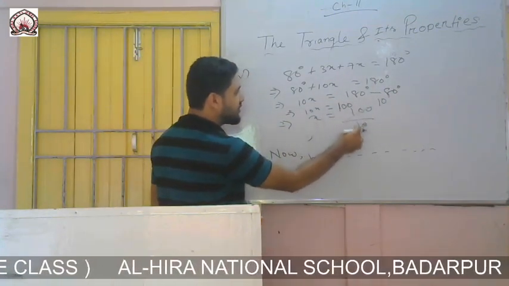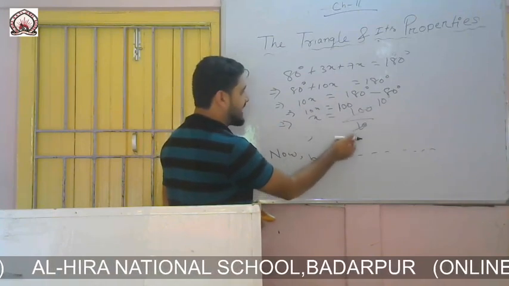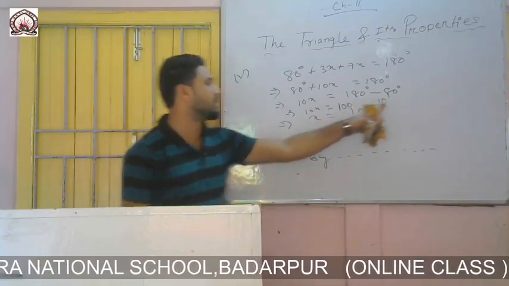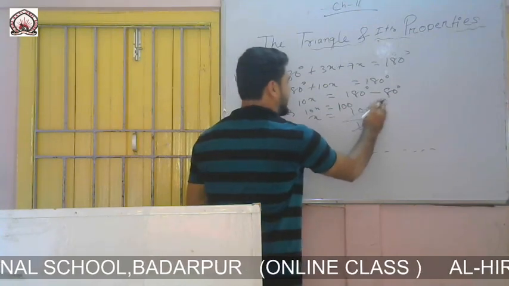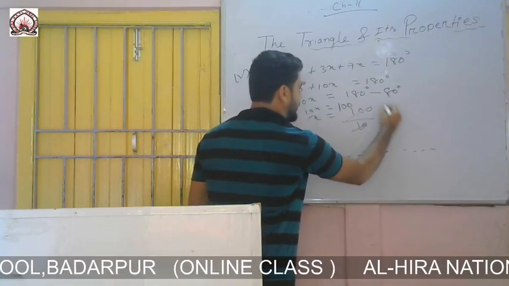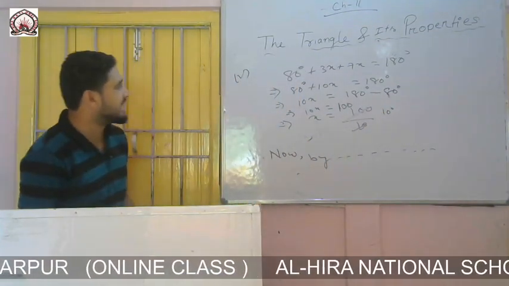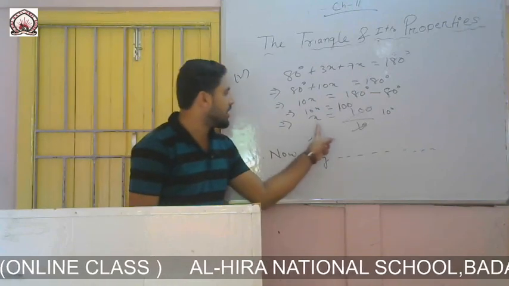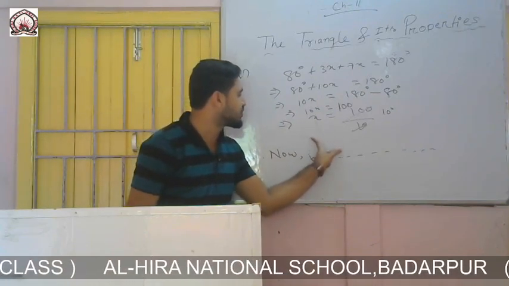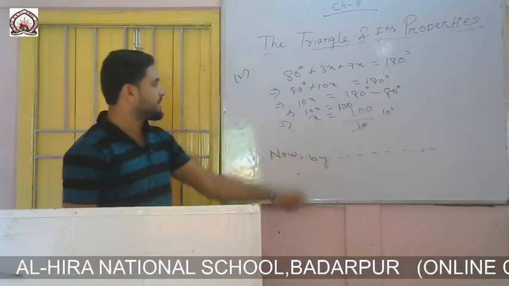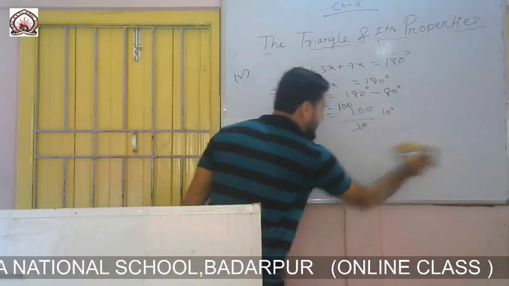After that, x equals to, if I take x 10 here, then it will become cancel and we will get what? 10 degree. Now we have seen that the measure or the value of x equals to what? 10 degree.